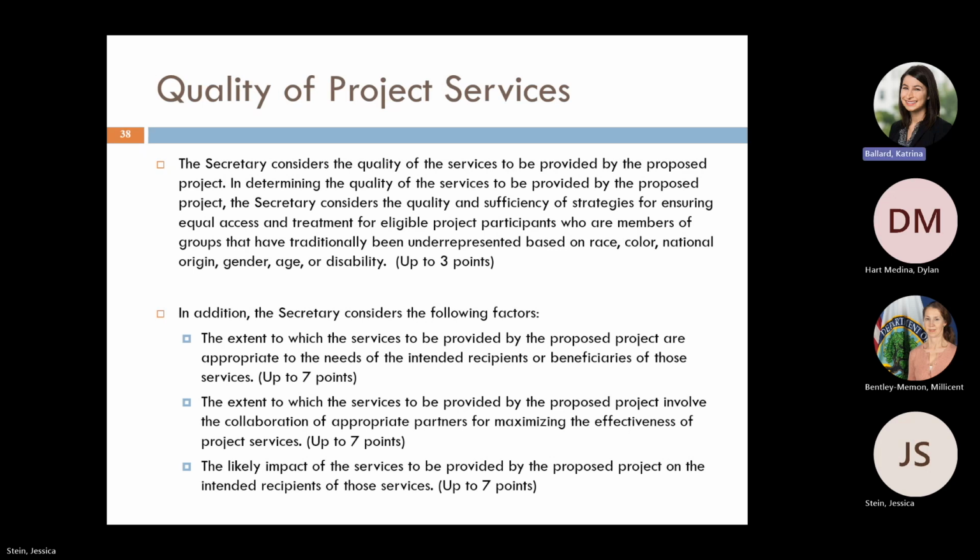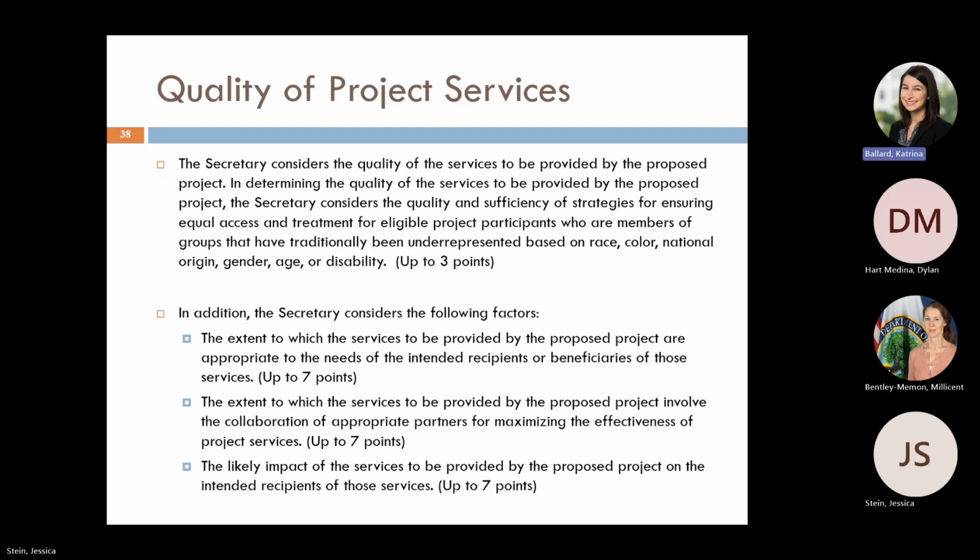Quality of project services. The Secretary considers the quality of the services to be provided by the proposed project. In determining the quality of the services to be provided by the proposed project, the Secretary considers the quality and sufficiency of strategies for ensuring equal access and treatment for eligible project participants who are members of groups that have traditionally been underrepresented based on race, color, national origin, gender, age, or disability, up to 3 points.